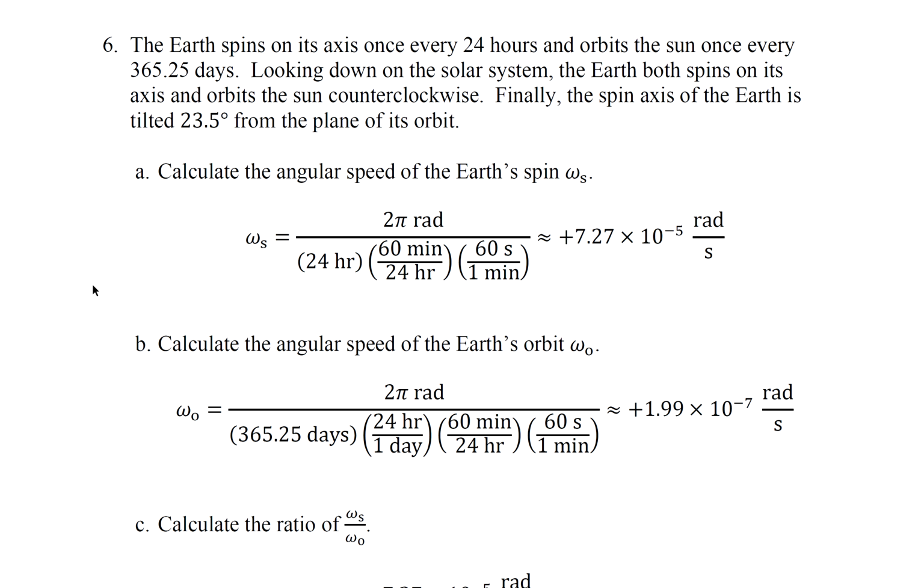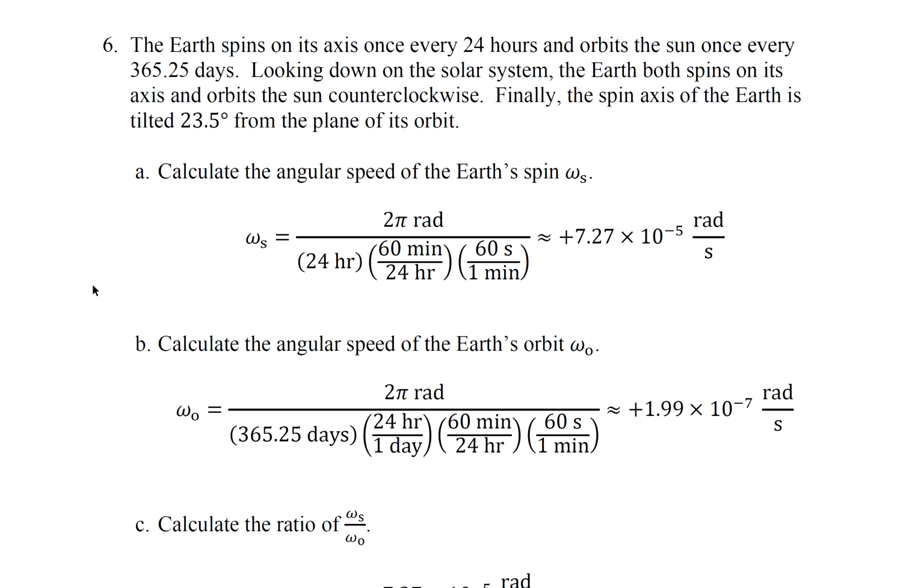Next question. The Earth spins on its axis once every 24 hours and orbits the Sun once every 365.25 days. Looking down on the solar system, the Earth both spins on its axis and orbits the Sun counterclockwise. Finally, the spin axis of the Earth is tilted 23.5 degrees from the plane of its orbit.